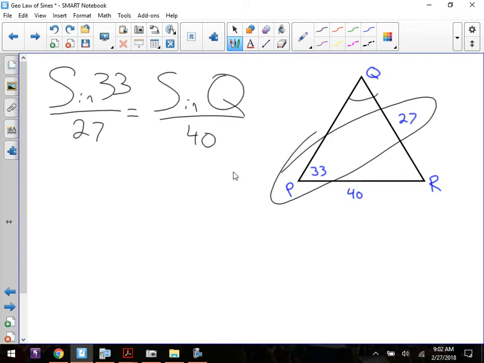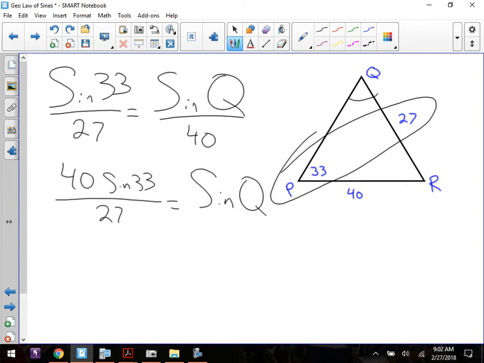Inverse. That doesn't change. This is actually about one step less than the one we just did. Because if you look at it, you have sine of angle Q divided by 40, which means I have to move that divided by 40. How do you undo divide? Multiply. So we multiply the 40 over. We get 40 times the sine of 33 divided by 27 is the sine of angle Q.